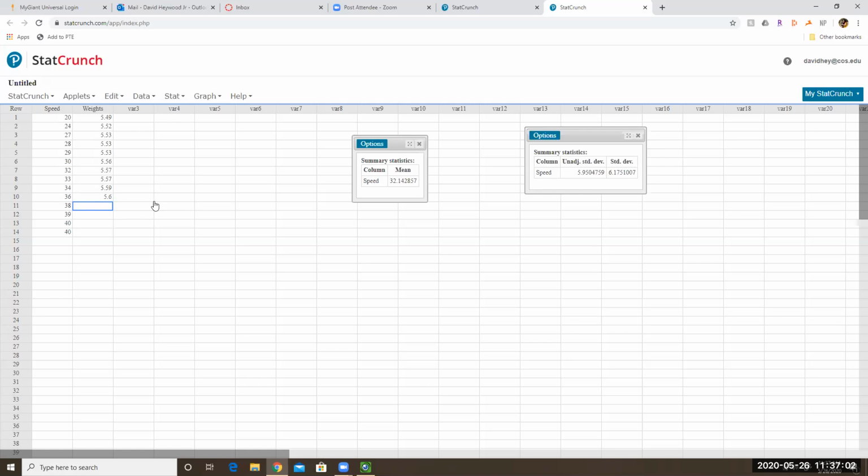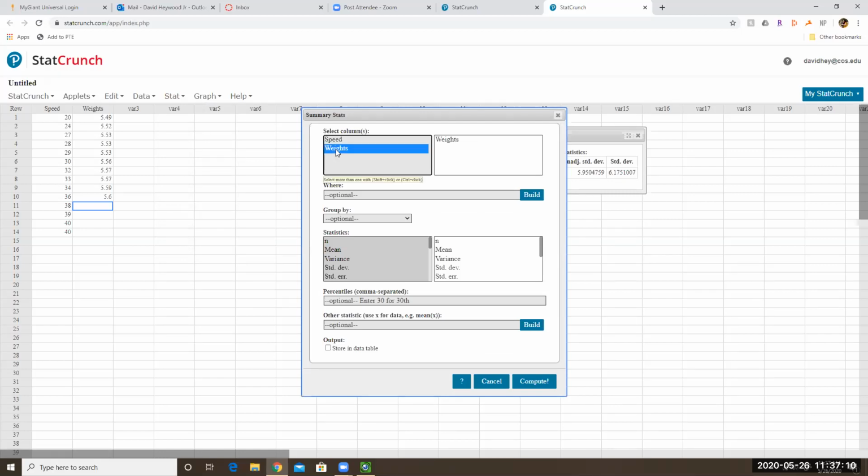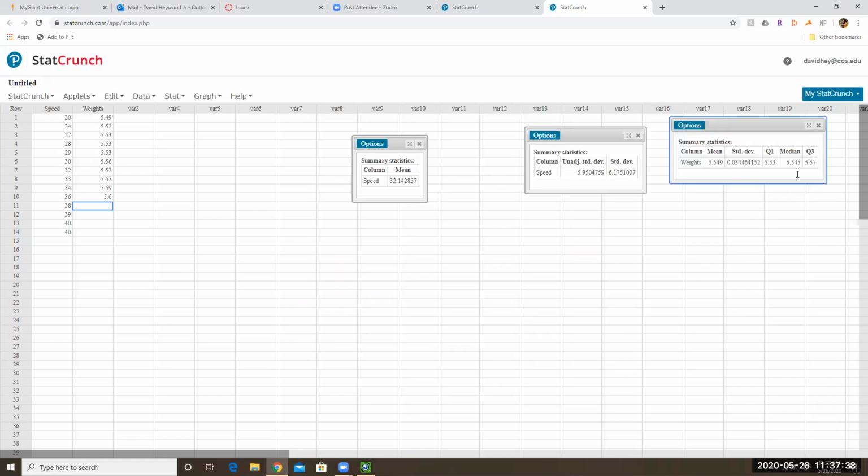Again, if I want mean and standard deviation of this stuff, I could go to Stat, Summary Stats, Columns. I could say, okay, I want to compute for weights the mean. I'm going to hold down Control and say I want the mean, the standard deviation. Maybe I want the quartiles, Q1. And you'll notice there is no Q2. That's because Q2 is the same thing as median, right? So I can just click on median and then Q3 and then hit compute, and it gives me all of that information.